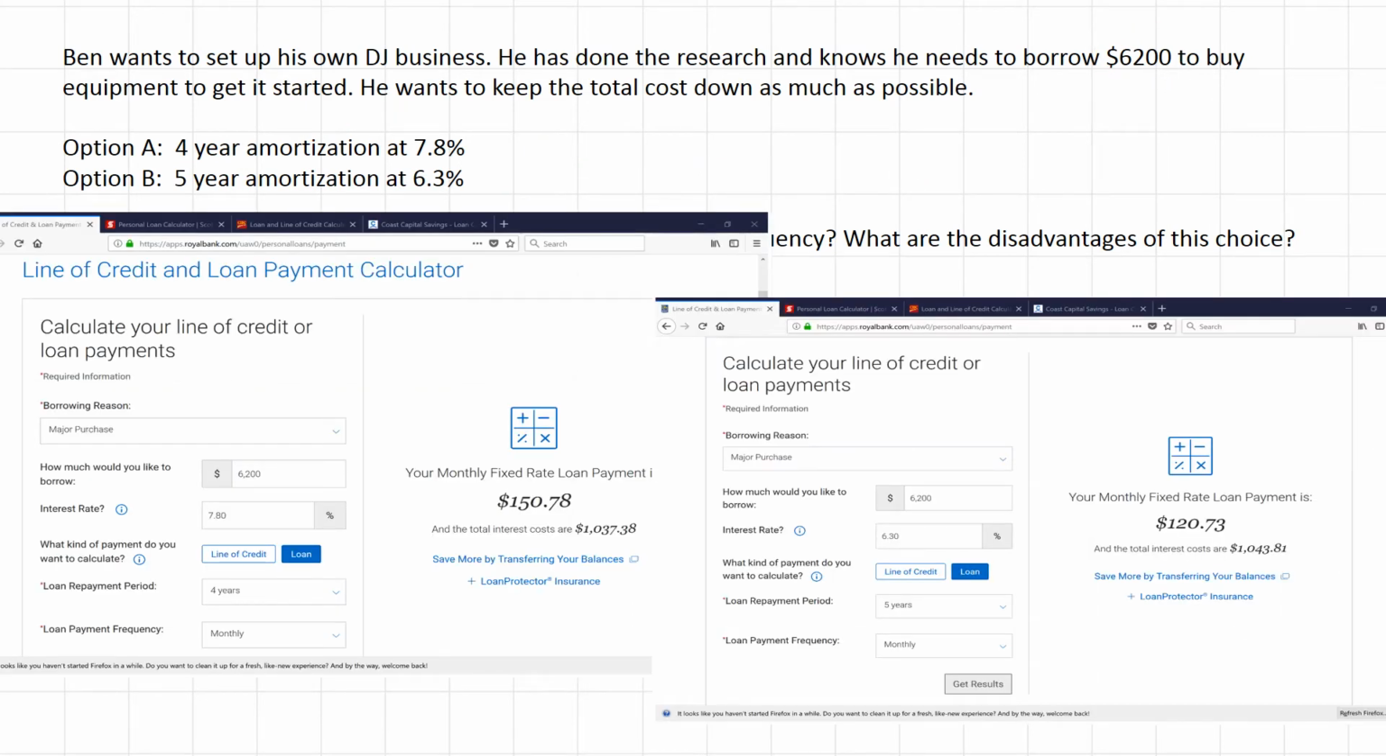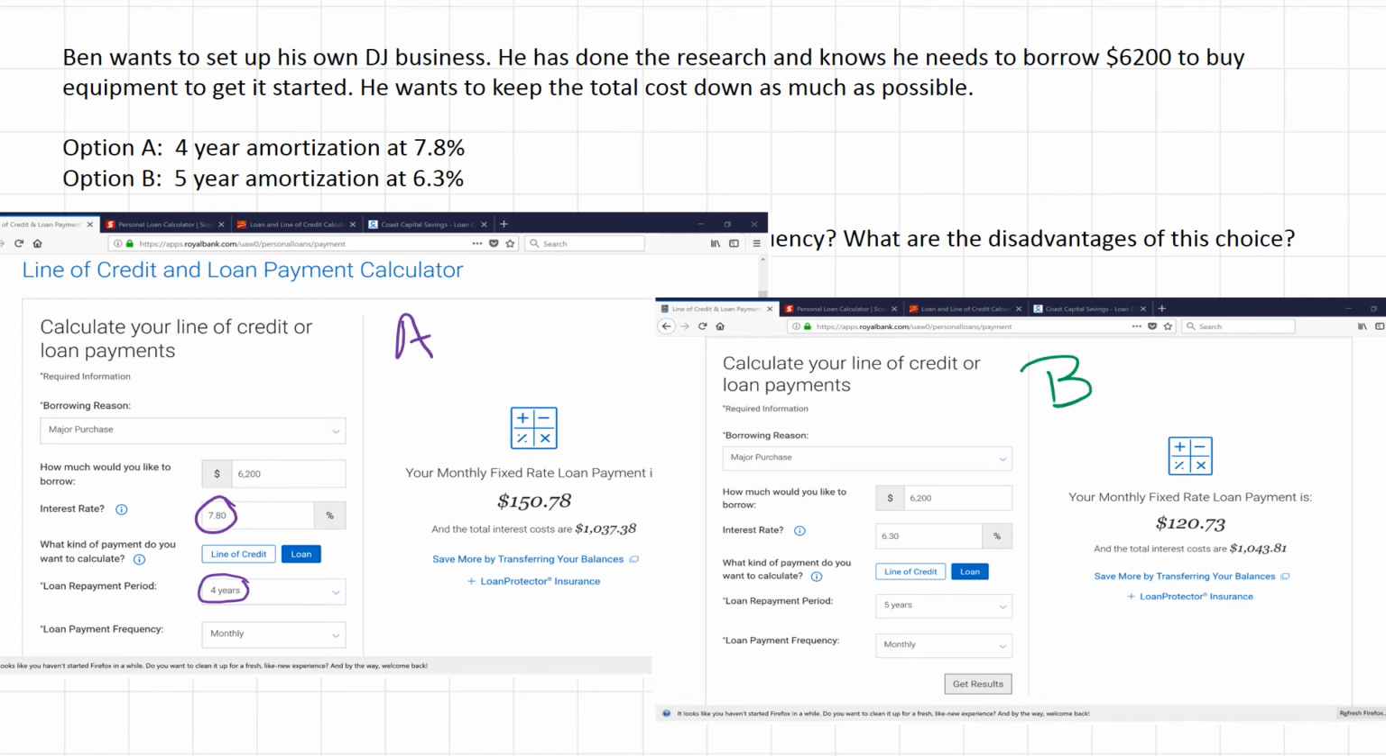So let's take a look at these two examples side by side. The one on the left here is option A. We can see that it's 7.8%, and in this case I've used the Royal Bank loan calculator just to show you how they work differently. The loan term is 4 years, and I've chosen to begin with a loan payment frequency of monthly. And then here on the other side is option B.